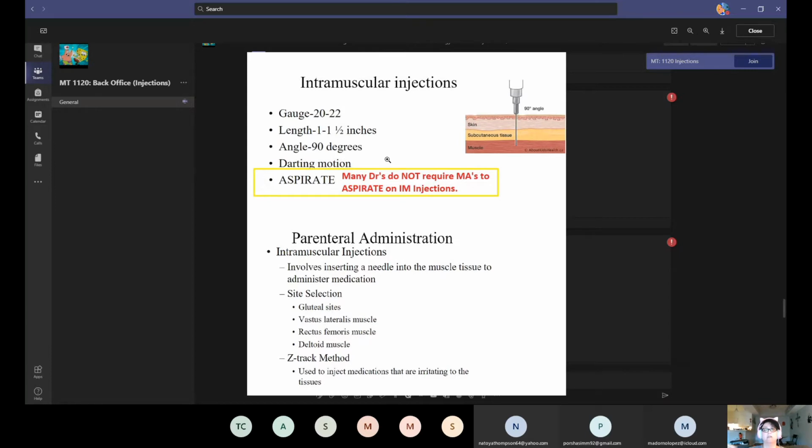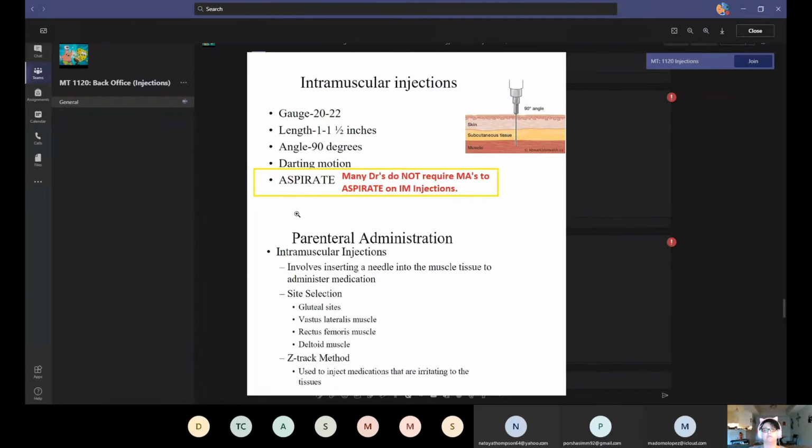And if you've ever played darts, that's exactly how I train my MAs to do an injection, is to hold it just like this and do one quick swoop. Don't hesitate. If you hesitate to go in with that injection, you're going to poke them and it's going to hurt, and they're probably not going to want you to continue with what you're doing. And you don't also want to jab. So you want to do a quick dart, just like real fast darting motion.